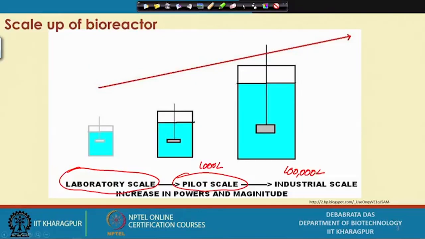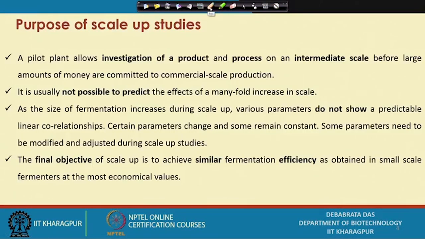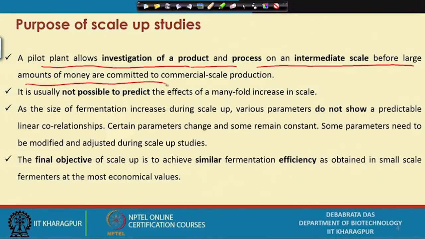So we want to find out how the operational parameters keep on changing during the scaling up of the process. Now, the purpose of the scale up is that the pilot plant allows the investigation of a product and the process at an intermediate scale before large amounts of money are committed to the commercial scale.